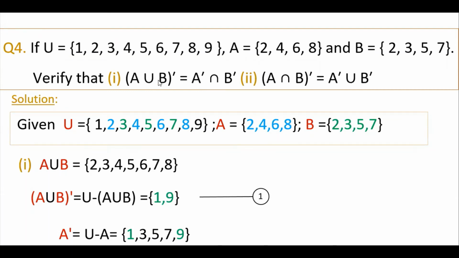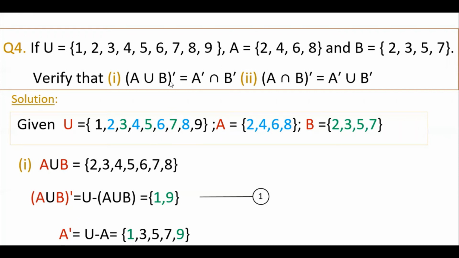And first, you have to find the complement of A union B. So first find A union B, that is equal to writing all the elements of A and B. Those are 2, 3, 4, 5, 6, 7, 8. So write here, then the complement of A union B is equal to the difference of the universal set and A union B. So you have to exclude the elements of A union B from the universal set. So 2, 3, 4, 5, 6, 7, 8. You have to exclude these elements 2, 3, 4, 5, 6, 7, 8. Then the remaining are only 1 and 9. So write here 1 and 9. These are the elements of the complement of A union B.